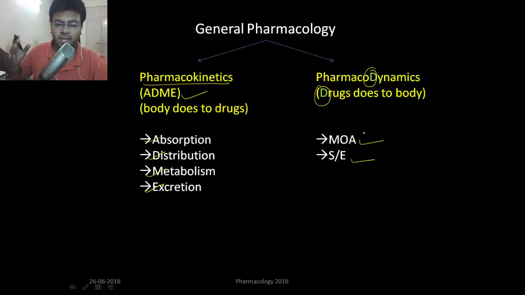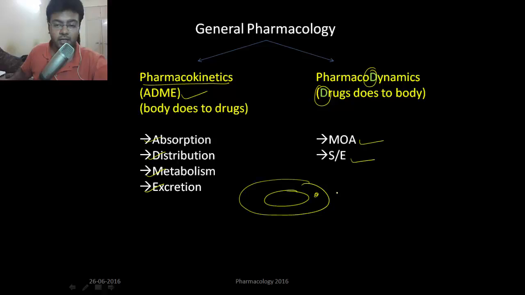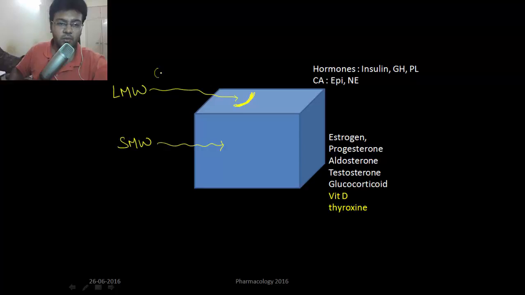Side effects. Let's say a drug has reached the systemic circulation, and now we'll see how it will act on the cell. Let's say we have two sorts of drugs: one is a large molecular weight drug, and one is a small molecular weight drug. The large molecular weight drug cannot go inside the cell, so it has to act via the surface receptor. For example, insulin, growth hormone, prolactin, and certain catecholamines like epinephrine and norepinephrine. These large molecular weight substances need a surface receptor.